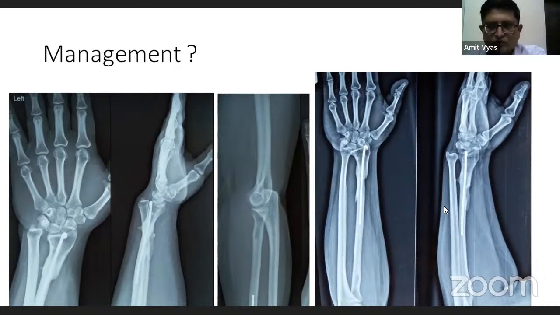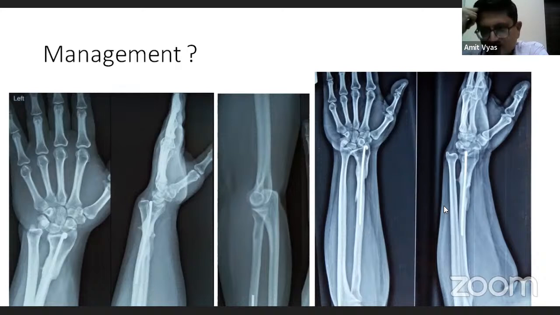Yes. So I would like to ask two questions from the faculty. First one is, how to prevent this type of problem, because these Galeazzi fractures are quite common. And second thing, if after correcting the radius your DRUJ is still unstable, is it possible to get this situation, and how will we deal with it?